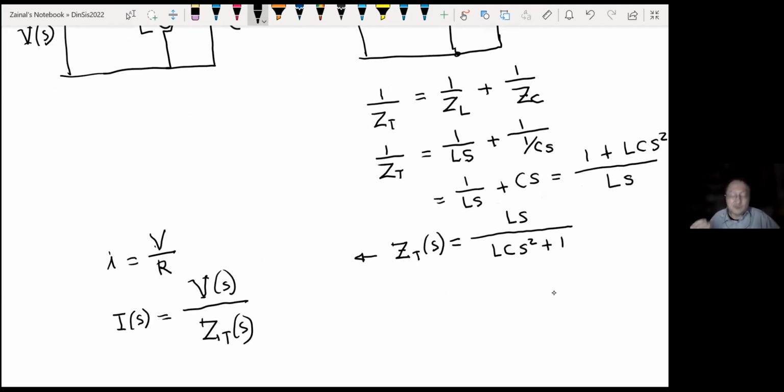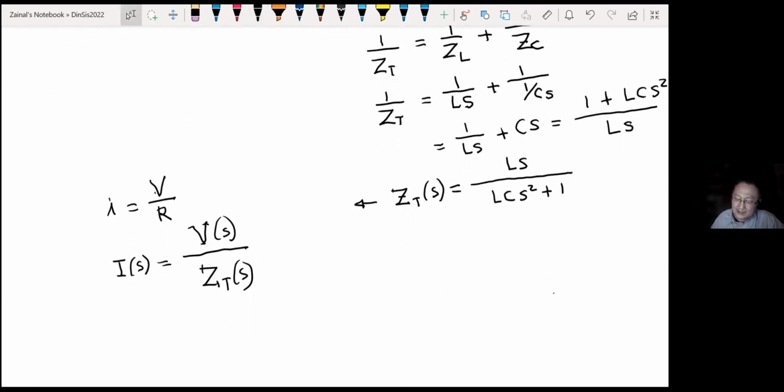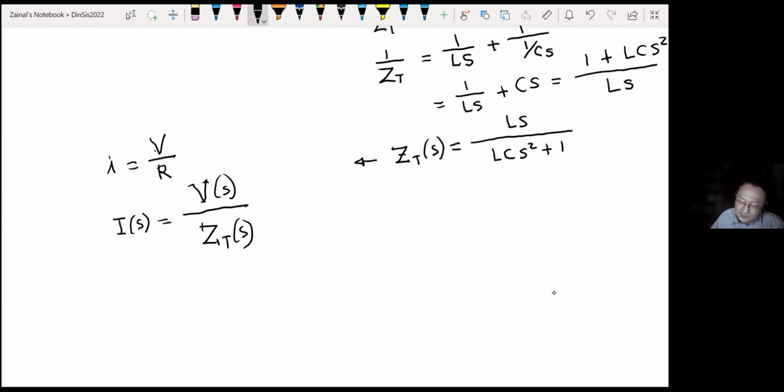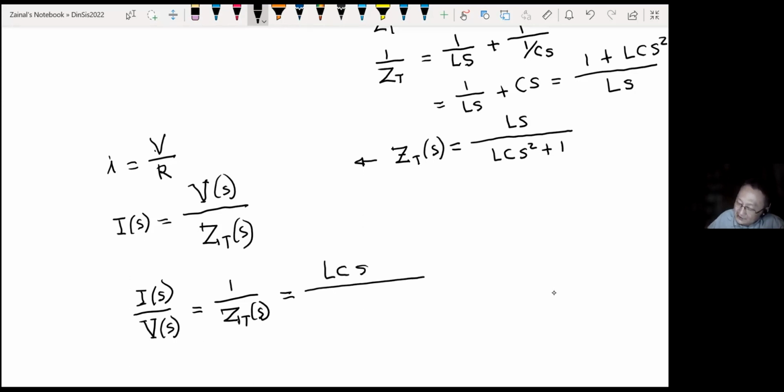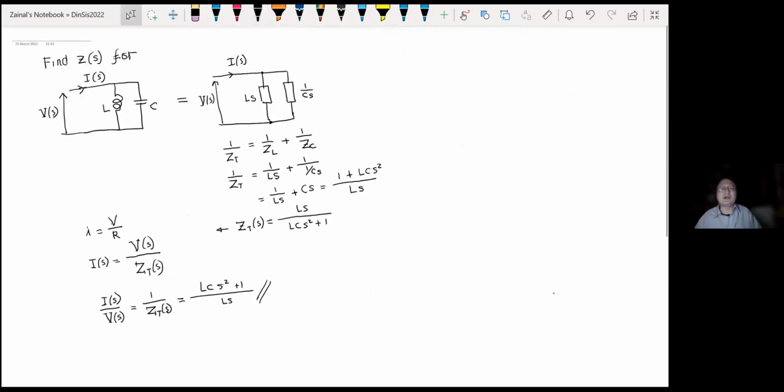Okay, if you want to find the transfer function between current and voltage, it is simple, right? If you want I over VS, it becomes 1 over Z total of S, which in our case is LCS squared plus 1 divided by LS. Any question? Which is now very simple.